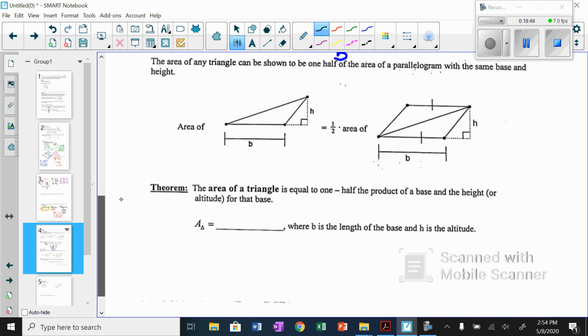And the area of a triangle is going to be half times the base times the height, or base times height over 2.